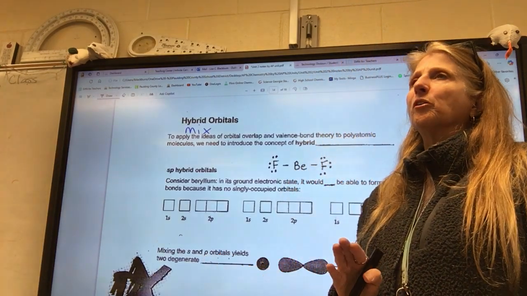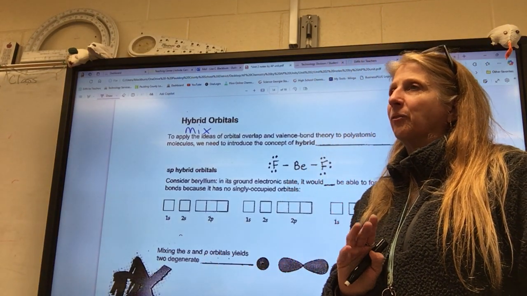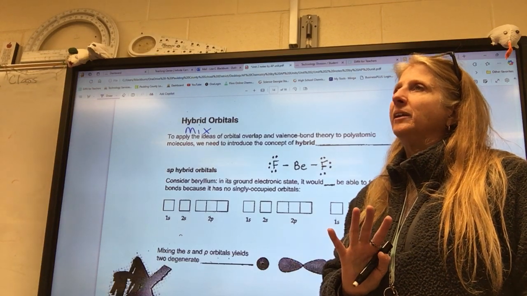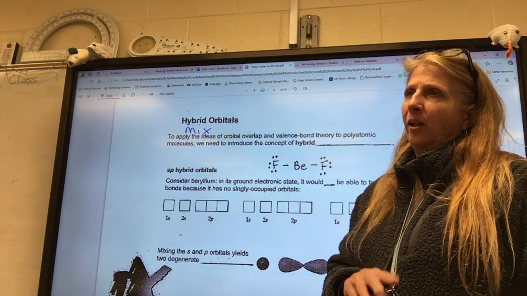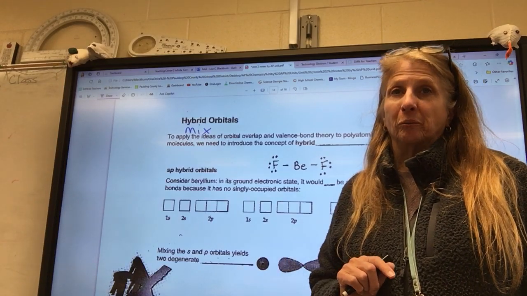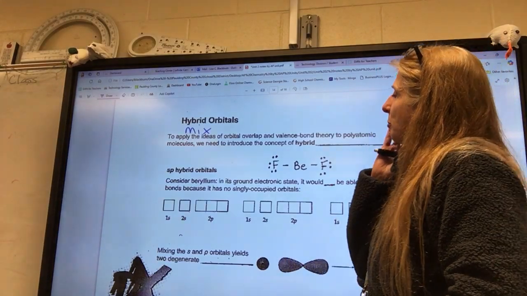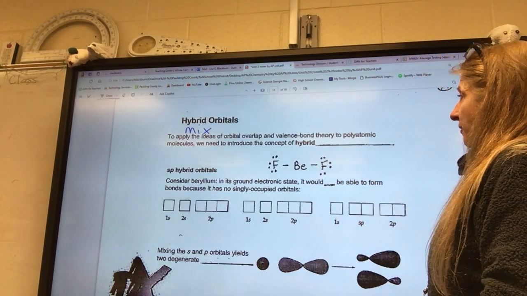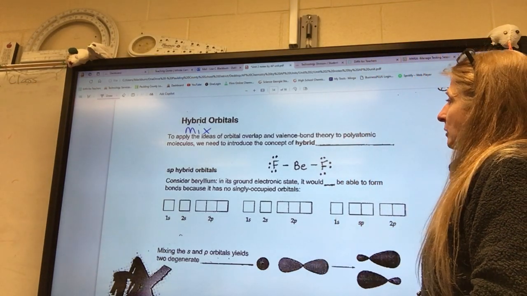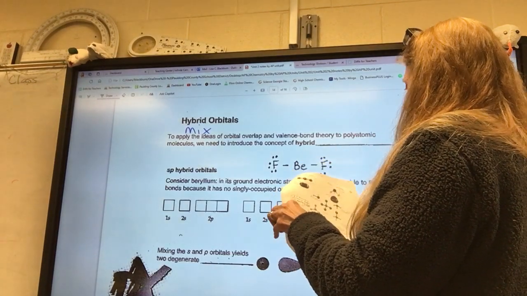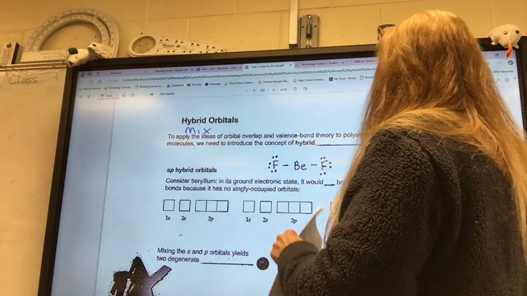So we've learned about S, P, D, and F. And in your head, you thought, never will these be different. But you were wrong. What they do is they will mix the orbitals and make something new. Okay? So, to apply the idea of orbital overlap and valence bond theory to polyatomic molecules, we need to introduce the concept of hybrid orbitals.